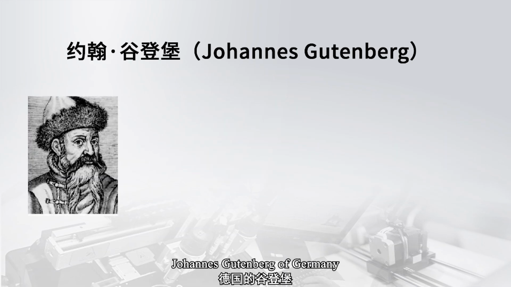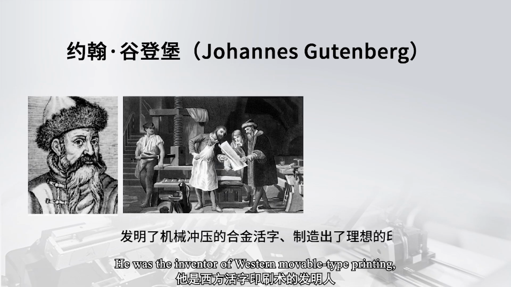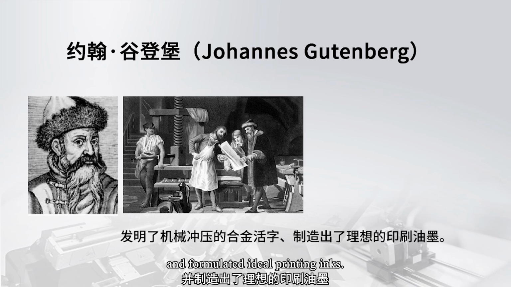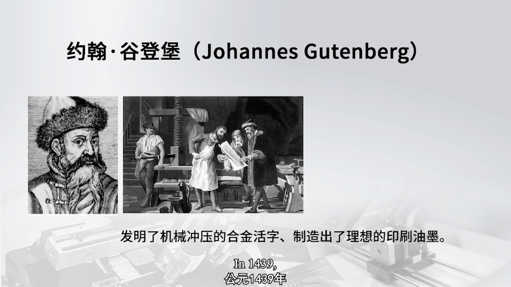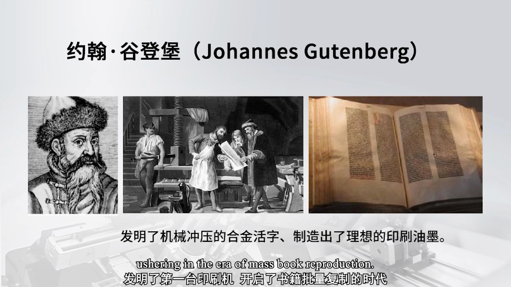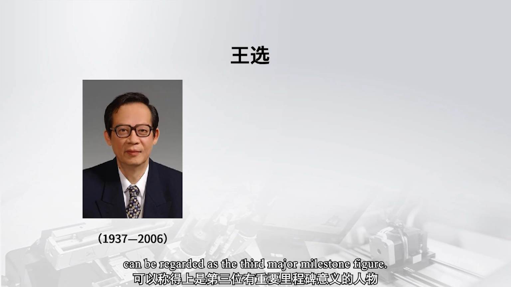Johannes Gutenberg of Germany is another figure of monumental significance. He was the inventor of Western movable type printing, having developed mechanically pressed alloy type and formulated ideal printing inks. In 1439, Gutenberg invented the first printing press based on Europe's vertical grape press, ushering in the era of mass book reproduction. I believe academician Wang Shun (1937 to 2006) can be regarded as the third major milestone figure.